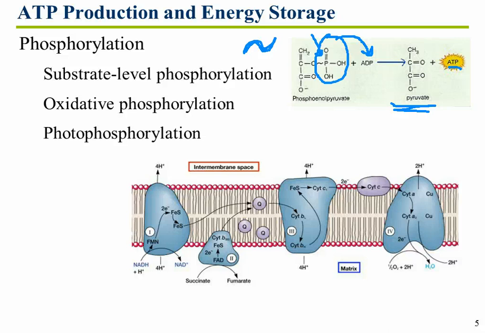It happens one time in the Krebs cycle, and it happens in glycolysis. But again, the main thing we're going to be looking at is oxidative, and here's an example of where it's going to occur. This is the electron transport chain.